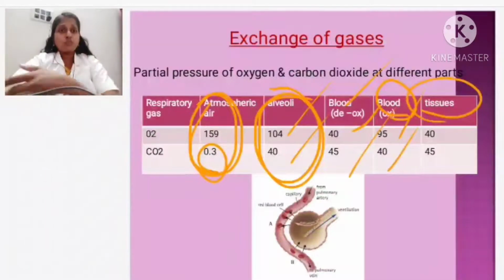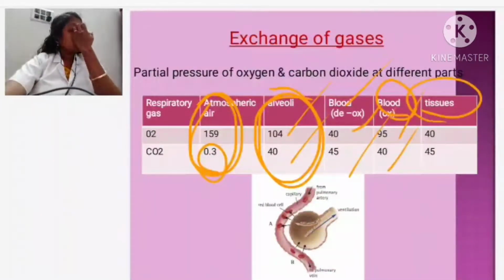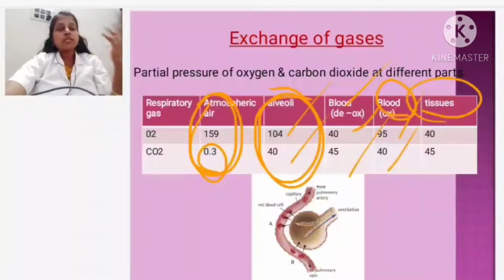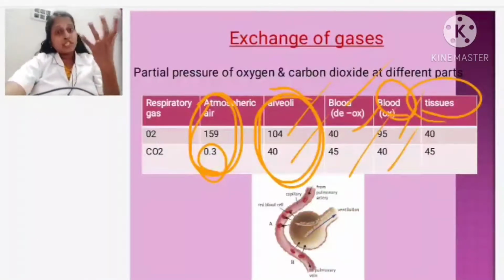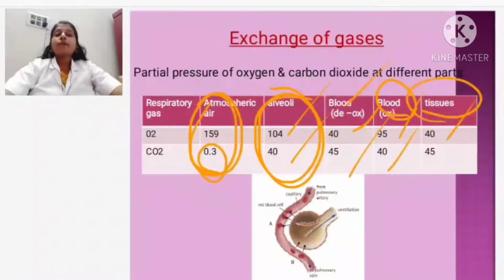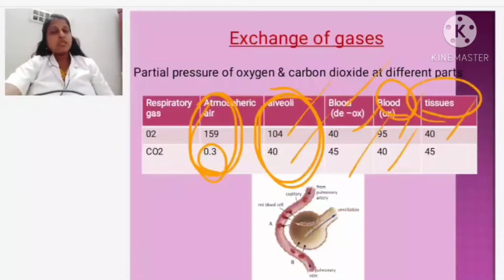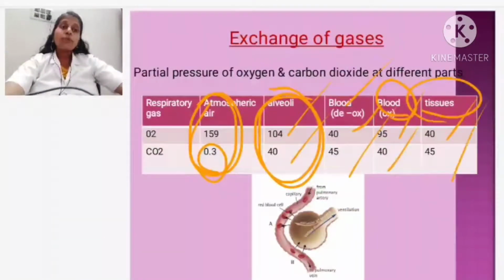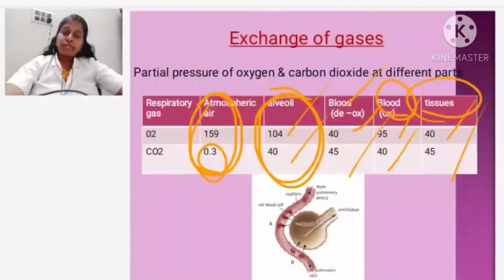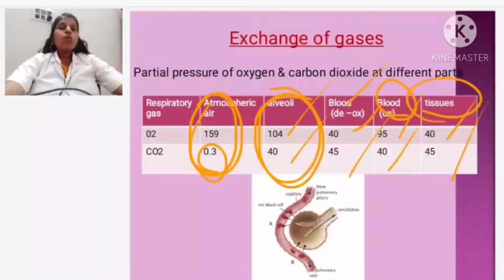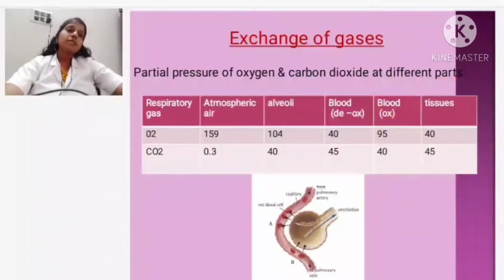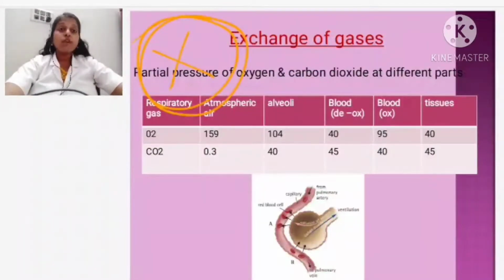In the tissue, tissue means what? In different parts of my body, the cells. So, there what is my carbon dioxide and oxygen concentration? If you are saying pressure, how much is it? Oxygen is present at 40 because the oxygen is used up in what? Respiration, and what is released? Carbon dioxide is released, so carbon dioxide will be more. So, how much will it be? 45 mmHg. Okay. So, first you have to remember very carefully the partial pressure of oxygen and carbon dioxide at different places. So, this table is very, very important. Only then you can explain the exchange of gases.